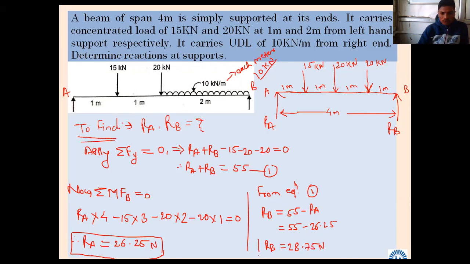28.75. So one change I have made. You might have taken moment at point A, but with respect to which point have I taken moment? Point B. The answer is not going to change. Keep in mind, the answer should not change. That is the specialty I have told. The method doesn't matter, your answer should be unique.